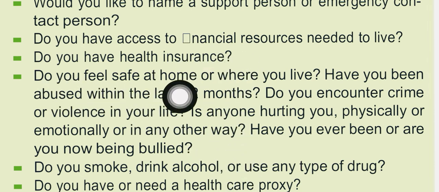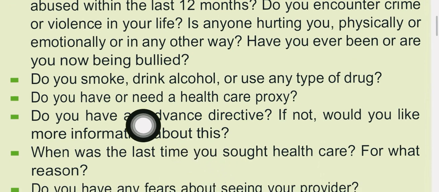Do you feel safe at home where you live? Have you been abused within the last 12 months? Do you encounter crime or violence in your life? Is anyone hurting you physically or emotionally or in any other way? Have you ever been or are you being bullied? Then, do you smoke, drink alcohol, or use any type of drug?